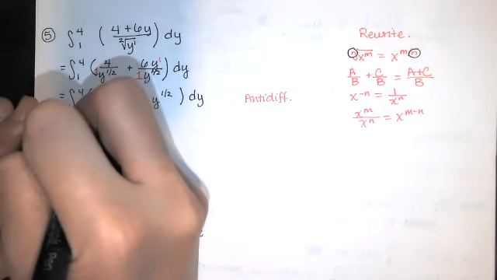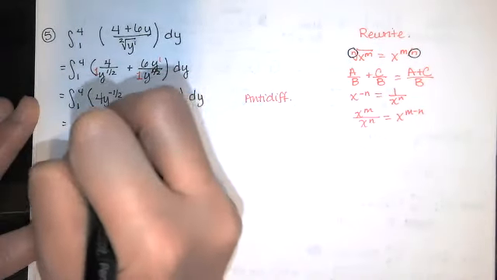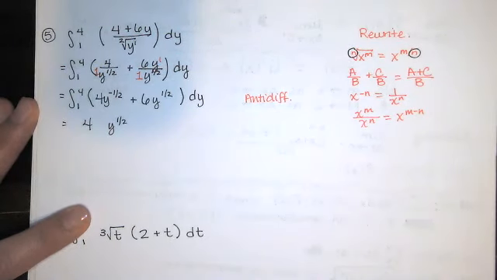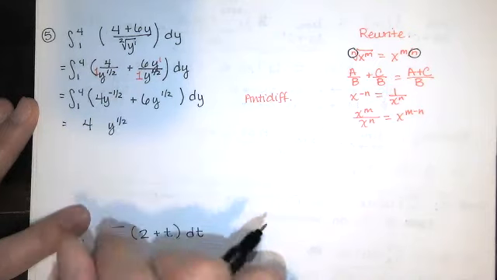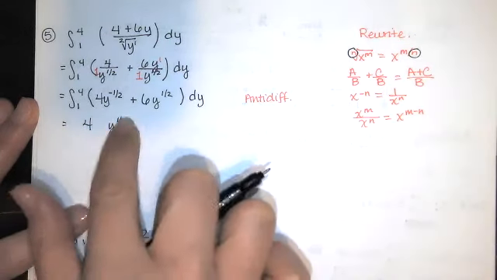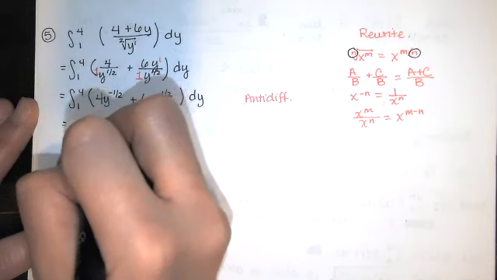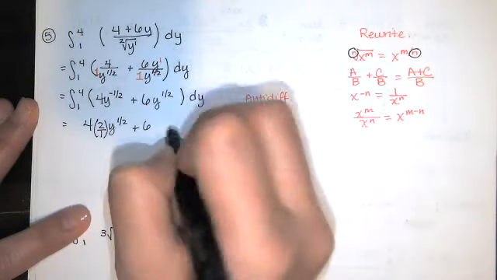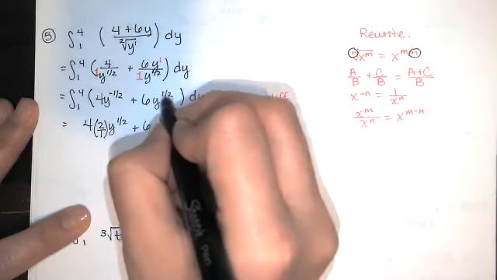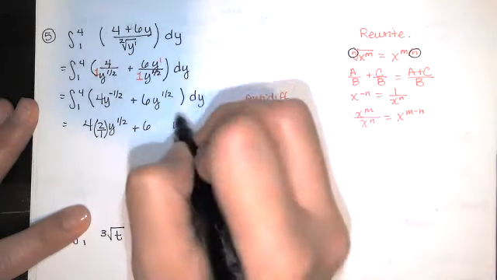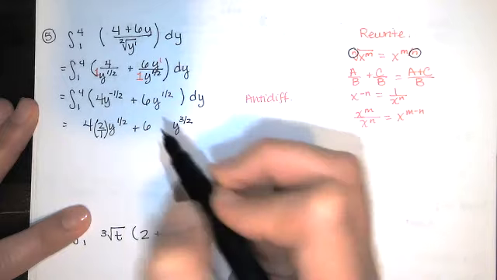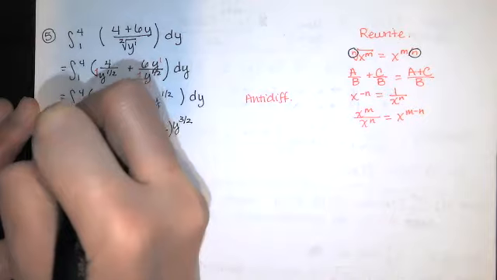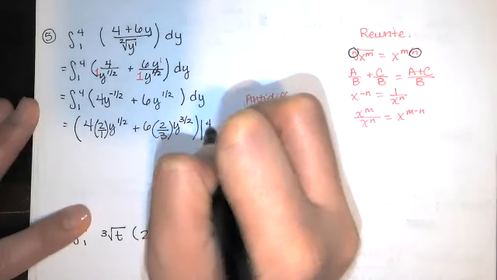So we bring our constant down, then we add 1 to the exponent and divide by the new exponent. Negative 1/2 plus 1 is positive 1/2, and when we're dividing by 1/2, that's the same as multiplying by the reciprocal. Then over here, you bring the 6 down. Over here, you add 1 to the exponent. 1/2 plus 1 is 3/2. You're dividing by 3/2, it's the same as multiplying by 2/3. Then you substitute in 1 and 4 and subtract.